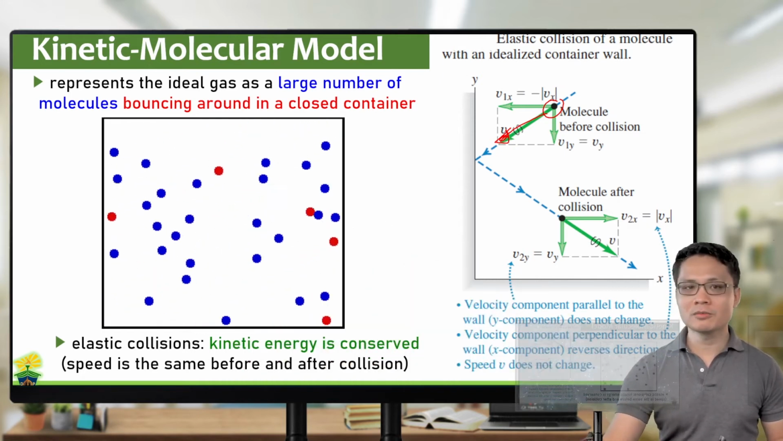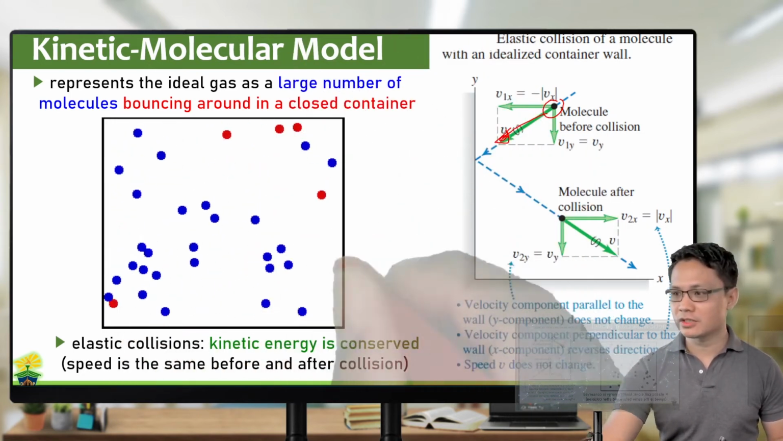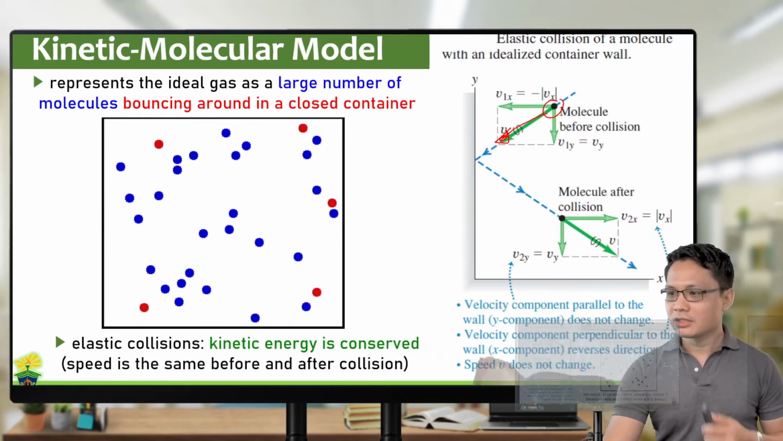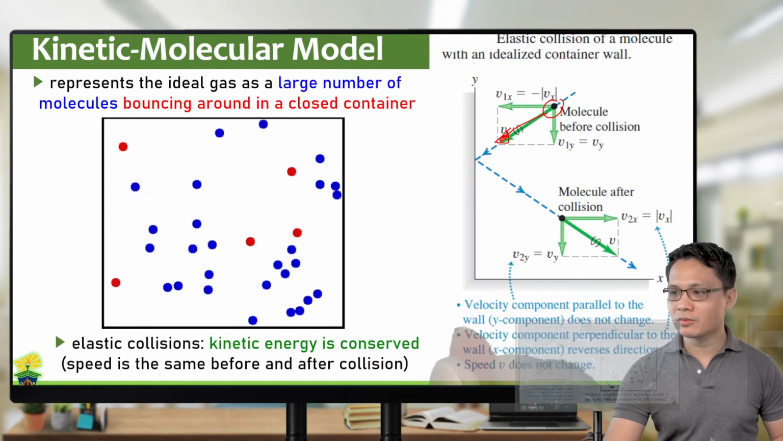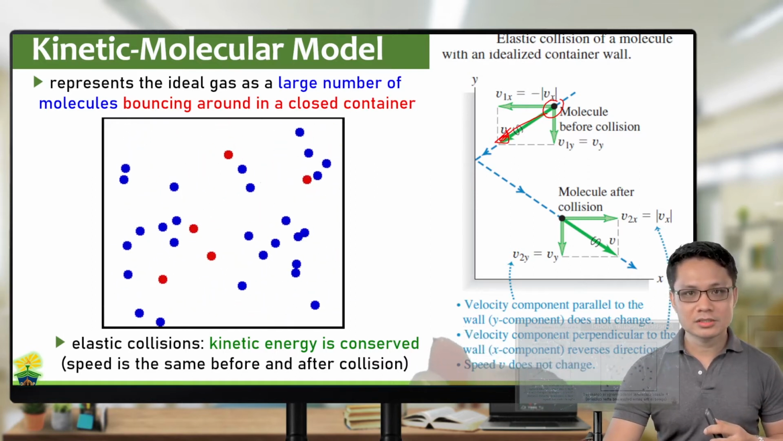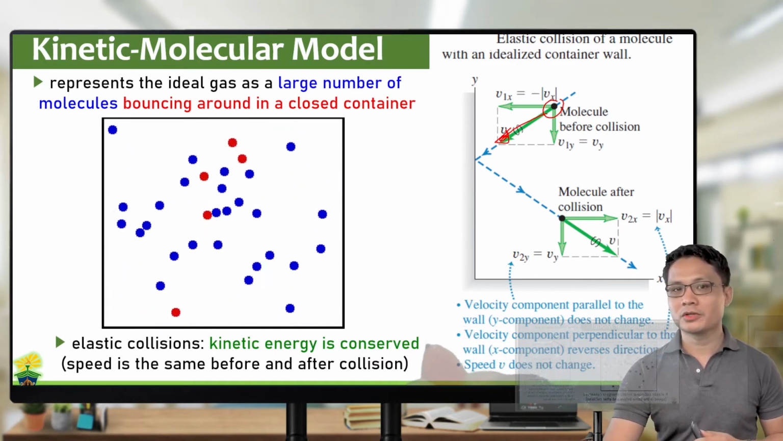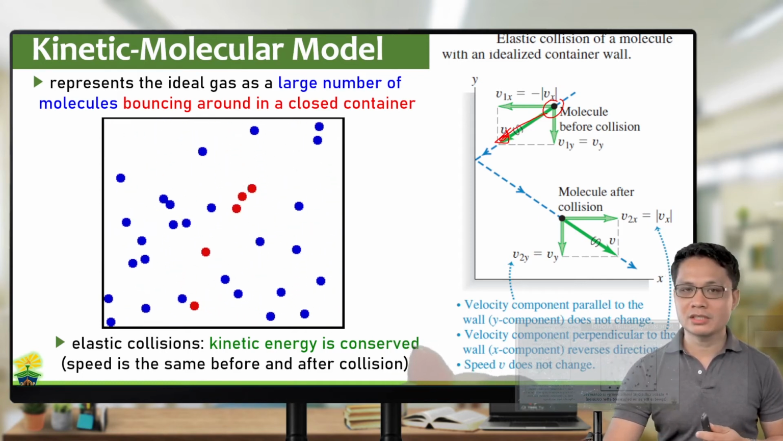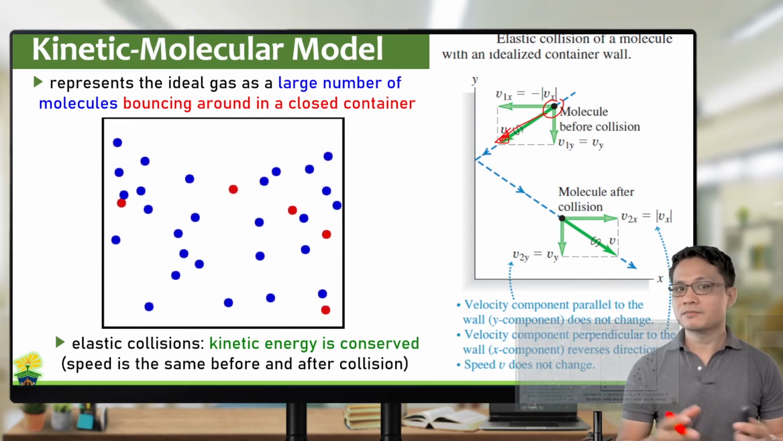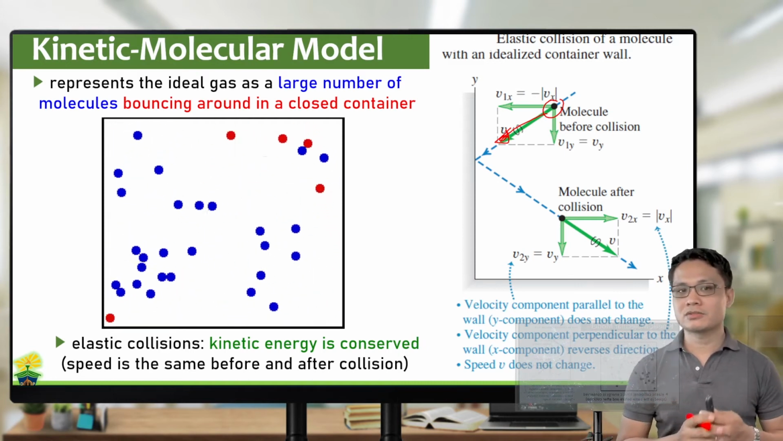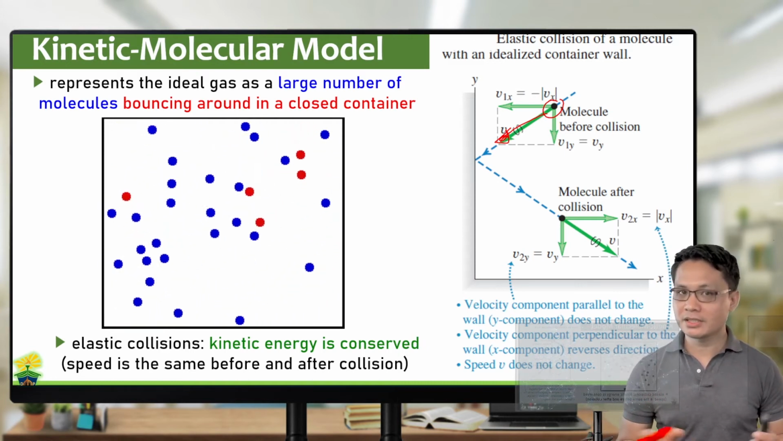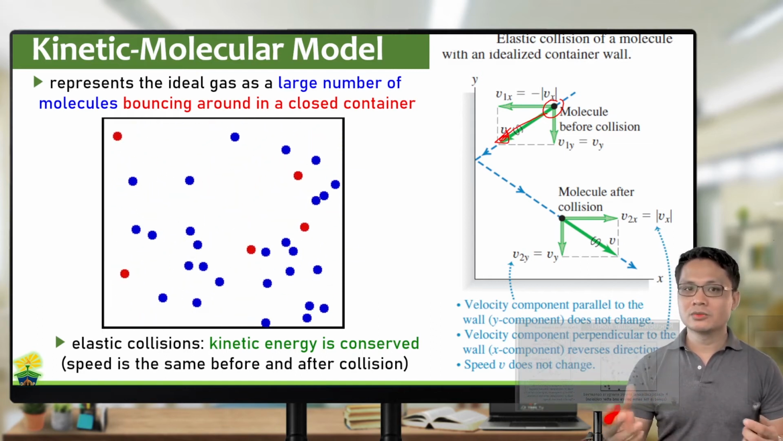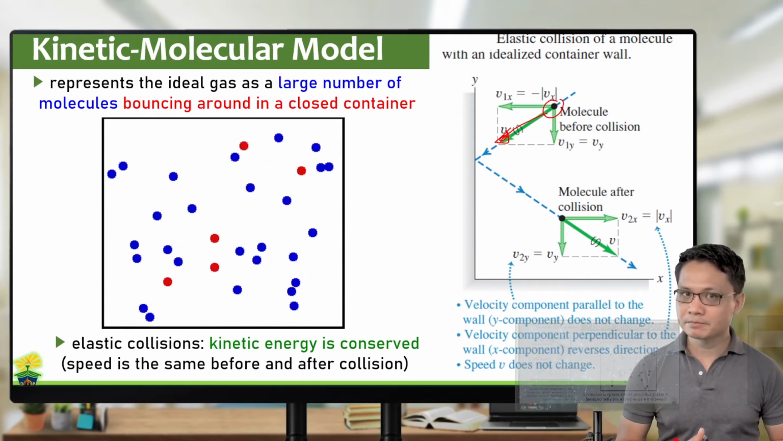So for this particular particle under consideration, the velocity component parallel to the wall does not change. However, the velocity component perpendicular to the wall, or the velocity along the x-axis, then changes after bouncing up from the wall. But then again, the speed, or the magnitude of the velocity, will still be the same.